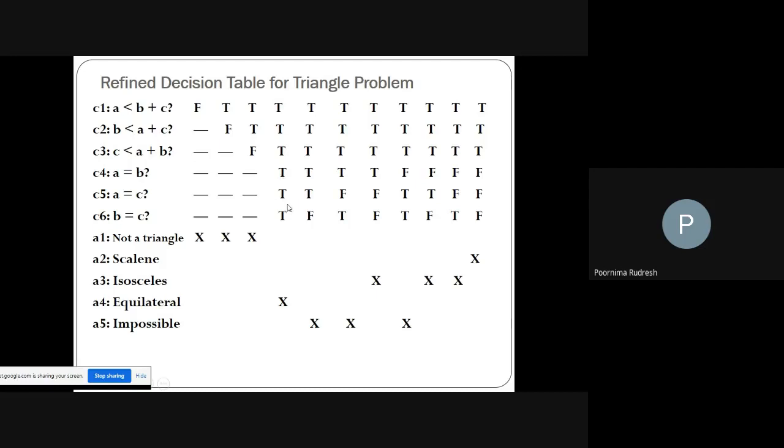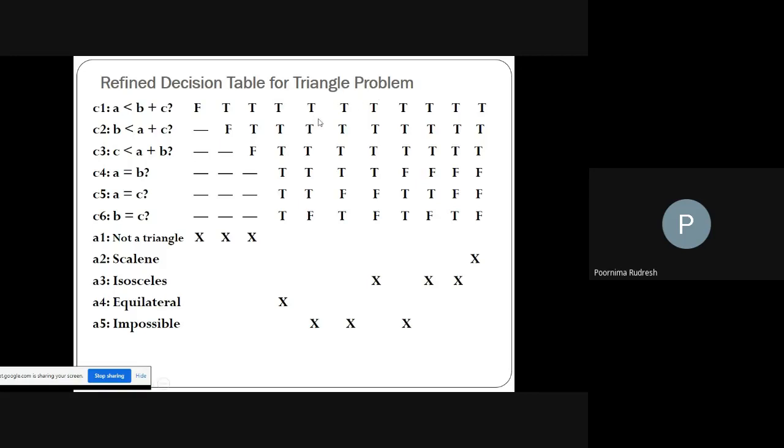If all three are true, then what does it indicate? All sides are equal. If all sides are equal, then what type of triangle is it? It is an equilateral triangle. Why? Because all three sides are equal.